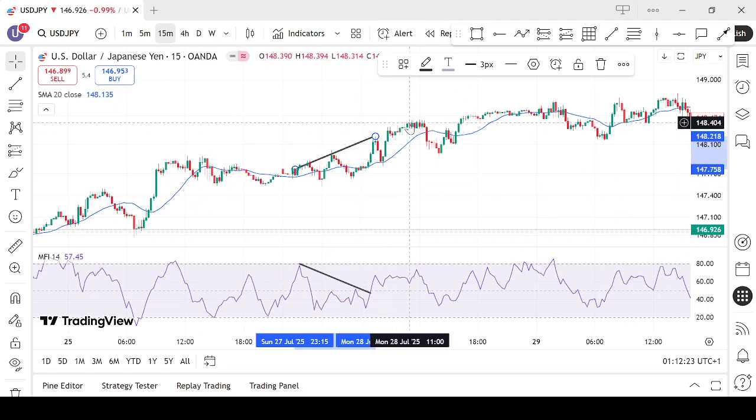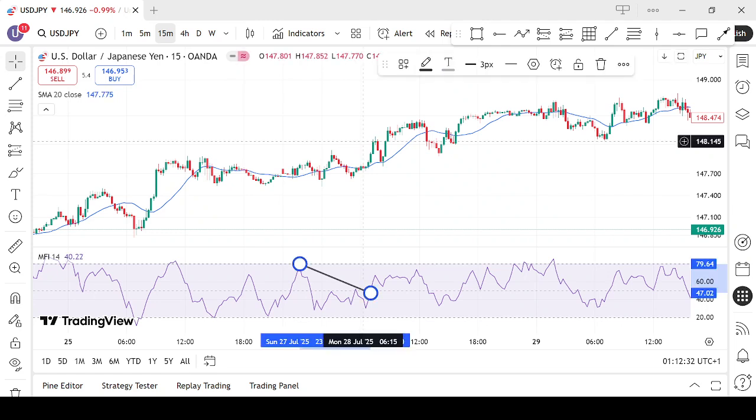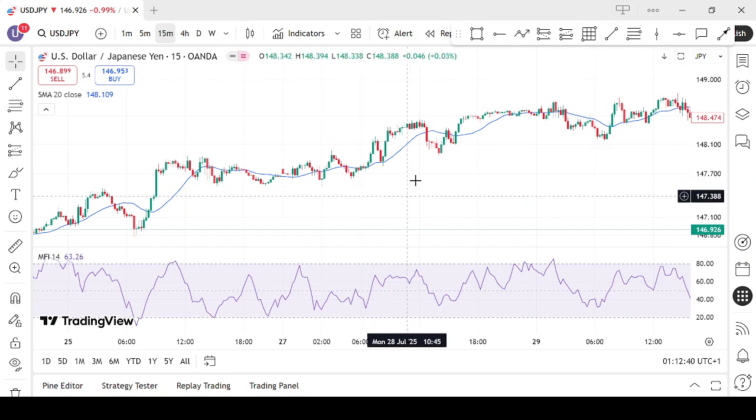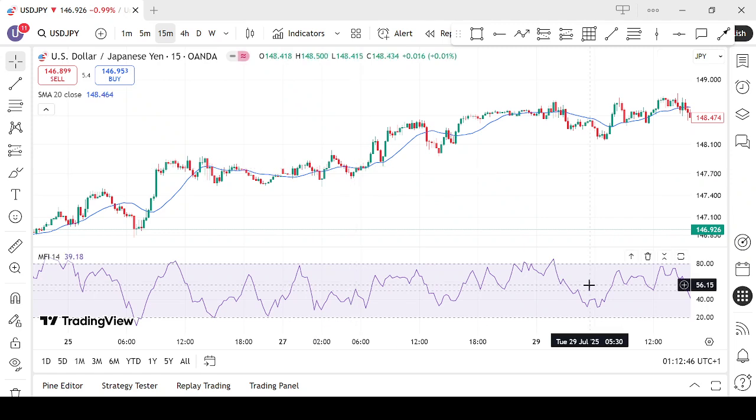Now, to execute trades effectively in a day trading approach, you have to wait for the MFI to cross the MA in the direction of your trade. So once the moving average crosses, you would expect to enter your trade.